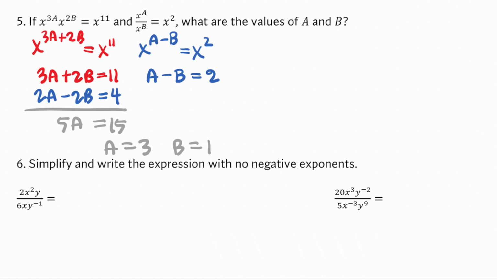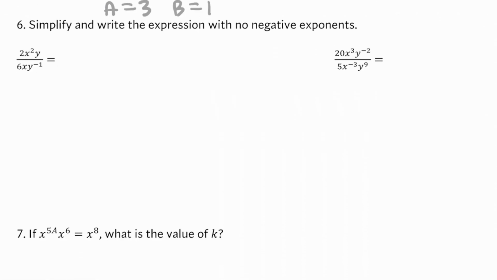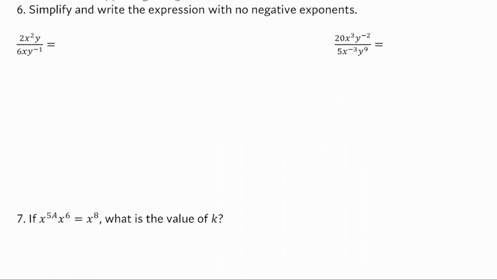Okay. And you can look at that and verify. Yeah, that works for both of them. Yeah. So a is 3 and b is 1. Alright, simplify and write the expression with no negative exponents.